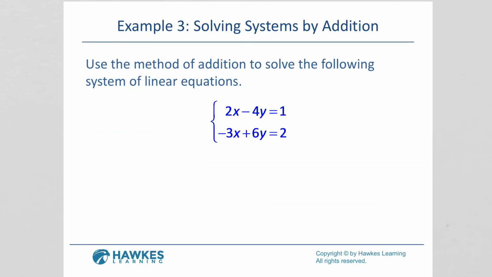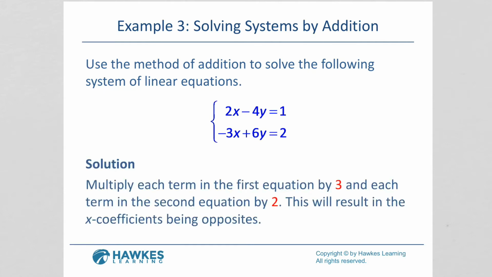Example 3, use the method of addition to solve the following system of linear equations. 2x minus 4y equals 1, negative 3x plus 6y equals 2. We're going to multiply each term in the first equation by 3 and each term in the second equation by 2. This will result in the x coefficients being opposite. So in this case, we had to multiply both equations in order to get this to work.